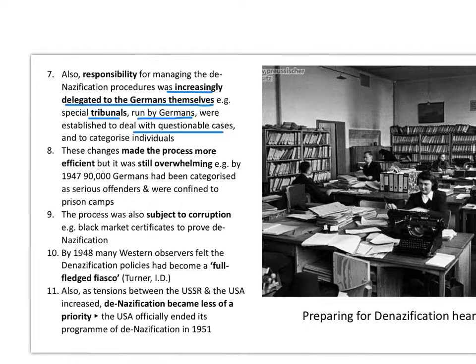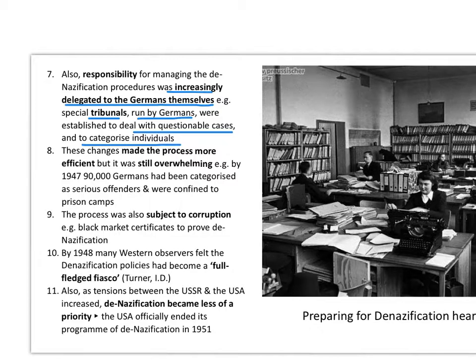to deal with questionable cases, and it was the Germans' responsibility to categorise the individuals. So working out which of the 5 categories, that job was given to Germans to make those decisions. So that's part of the general process that was happening 1946 through to 1949, where gradually more and more of the running of the Western zones was being handed over to the German people. We've already talked about that in terms of the economy and ultimately in terms of politics.